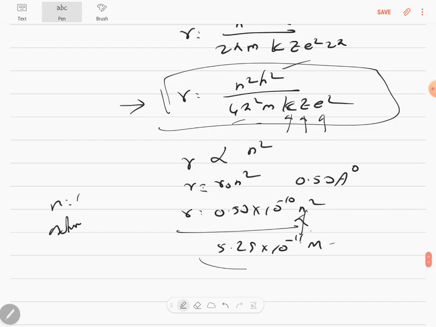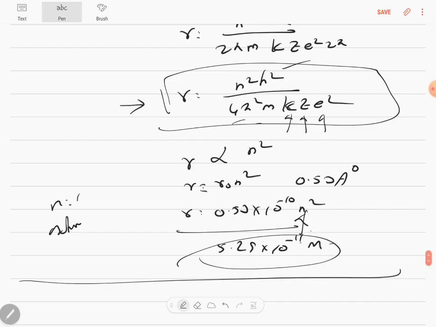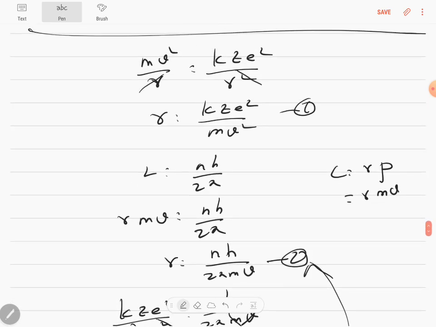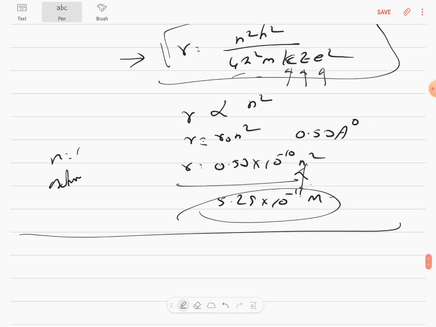Any way they can say. So are you clear? This concludes that R is proportional to n square. This is what you should write, starting from here. Now that we found R, n square h square by 4 pi square m k z e square, that formula you need to memorize.